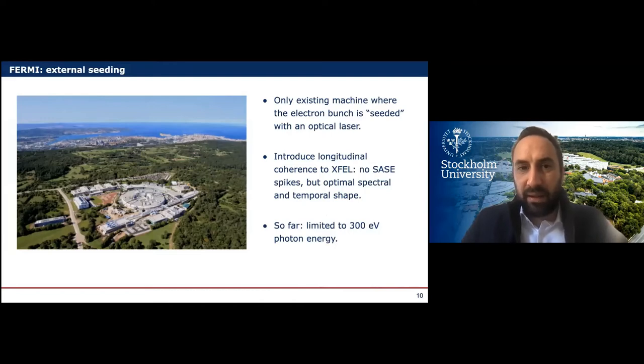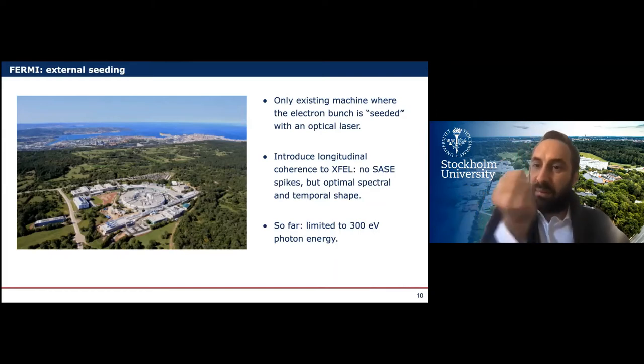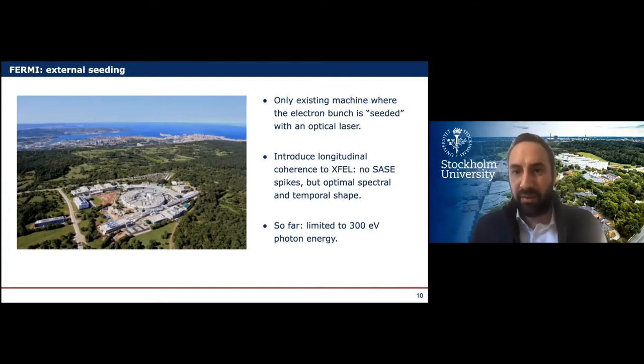And this is the only machine so far which doesn't use a SASE process to generate X-rays, but uses so-called external seeding. There is a laser which modulates your electron bunch before it gets into the undulator. So the quality of the laser is imprinted on the quality of the X-rays that come out, which is a sort of harmonic generation. And this gives longitudinal coherence. The full coherence that FELs have is typically transverse coherence, but with seeding you also get longitudinal coherence. If you look at the spectral shape, it's a perfect line in energy. So these noisy SASE spikes are gone.